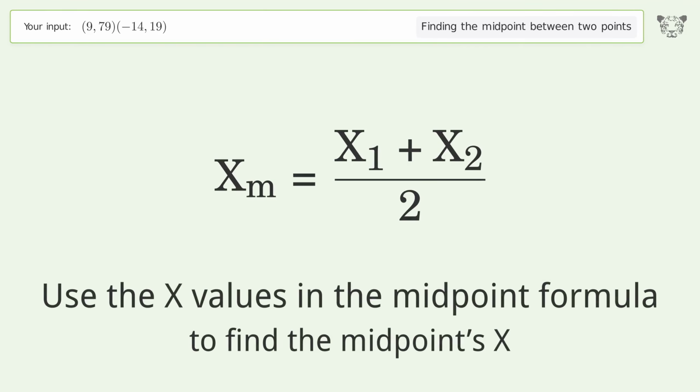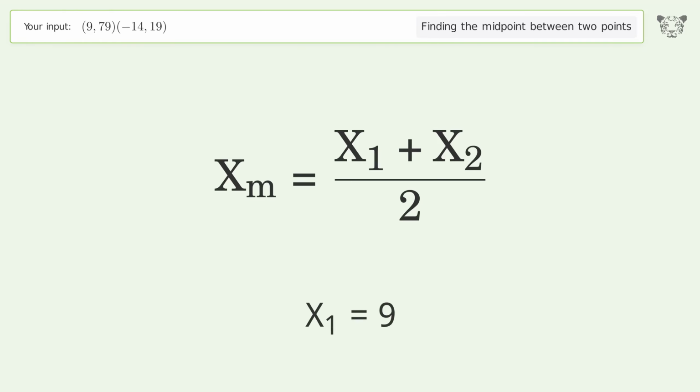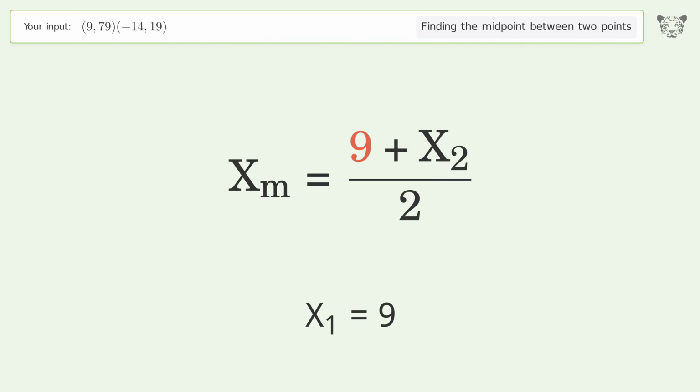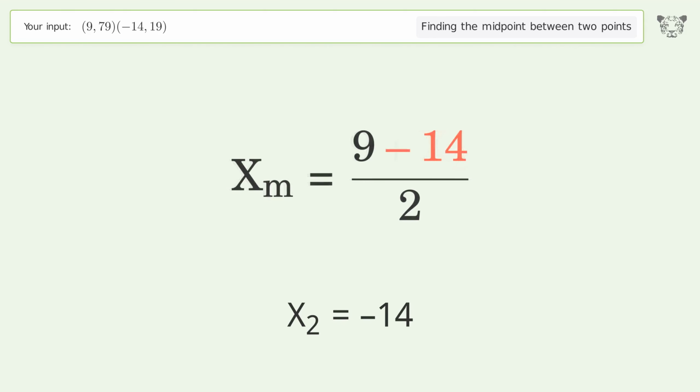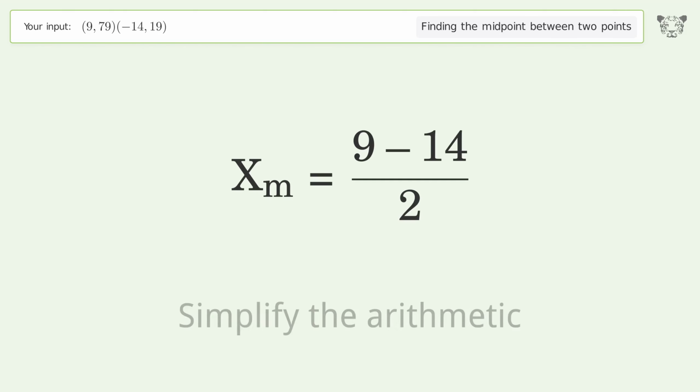Use the x values in the midpoint formula to find the midpoint's x. x1 equals 9. x2 equals -14. Simplify the arithmetic.